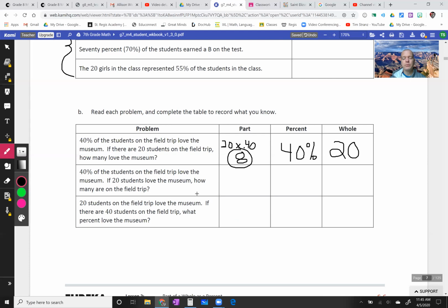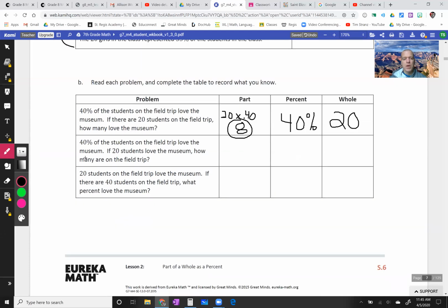Okay. Let's look at one more. 40% of the students love the museum. If 20 students love the museum, how many are on the field trip? Okay, so this one's a little bit different. 40% of the students love the museum. If 20 love the museum, how many total? Now we have 20 people love the museum, just part of the class. We still have our 40%.